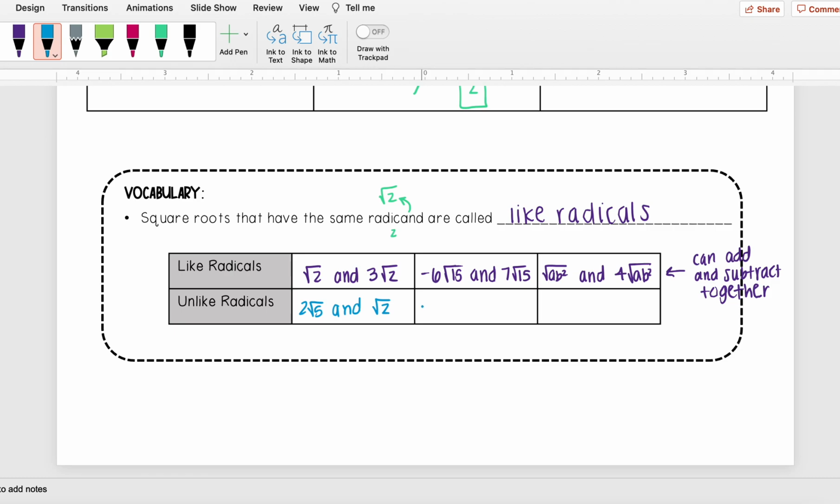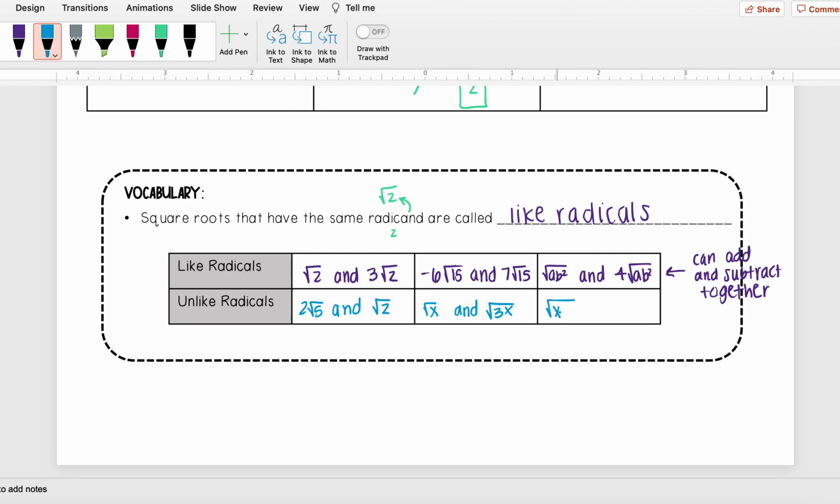And that's going to be the same thing with variables as well. So if I had the square root of x and square root of 3x, even though they both have an x, since the second one has a 3 in there, they're still not like radicals. These would be unlike. And sometimes they'll try to trick you.